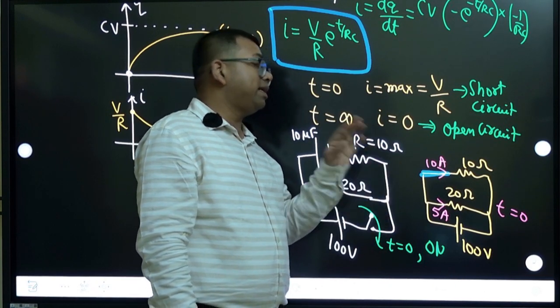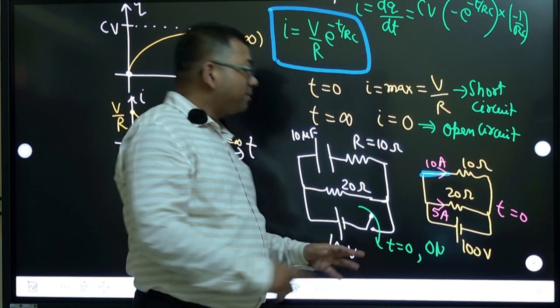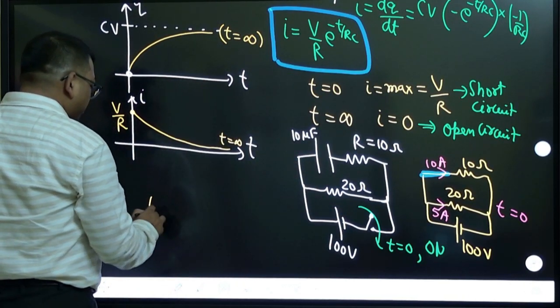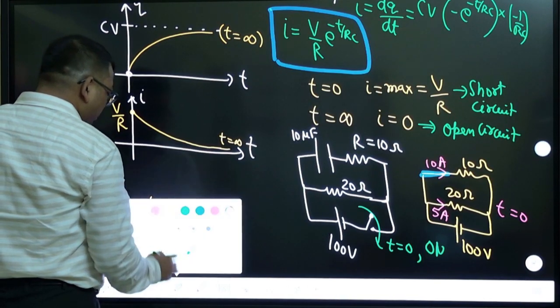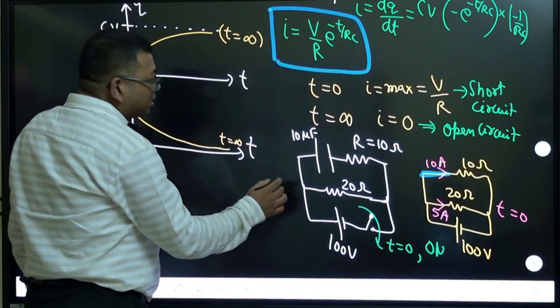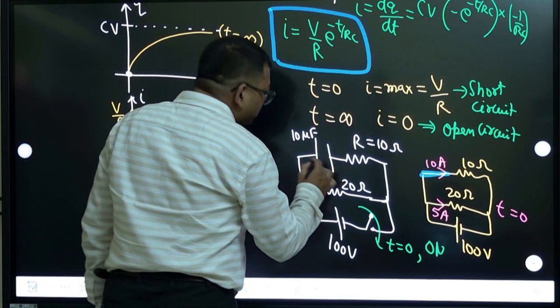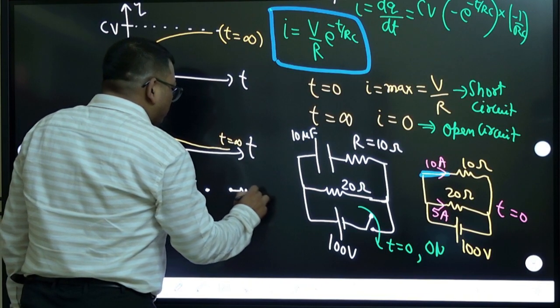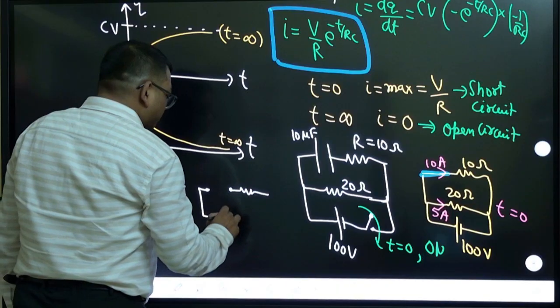This happens only at time 0. But suppose they say for a long time, take that as time infinity. What will happen in that case? This will become an open circuit, which means there won't be any current. Let's understand what open circuit means. Open means it is like this.